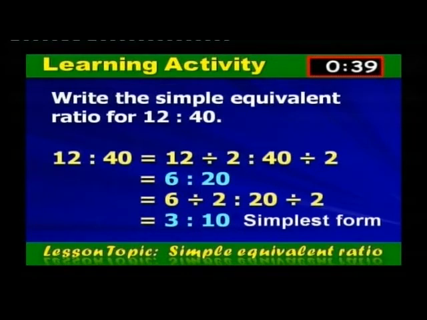Sorry? Second one. What's the second one? 16 to 56. 16 to 56, yeah.